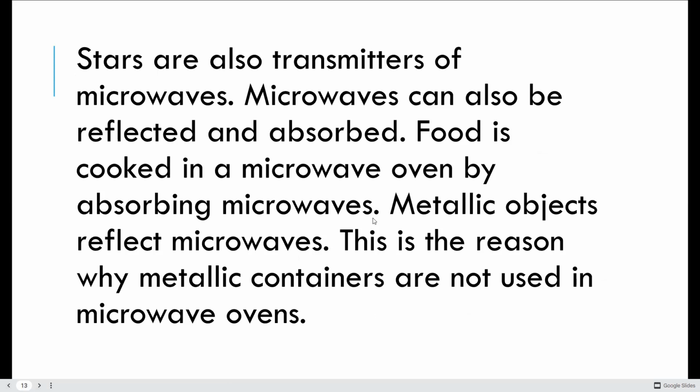Stars are also transmitters of microwaves. Microwaves can also be reflected and absorbed. Food is cooked in a microwave oven by absorbing microwaves. Metallic objects reflect microwaves. This is the main reason why metallic containers are not used in microwave ovens.